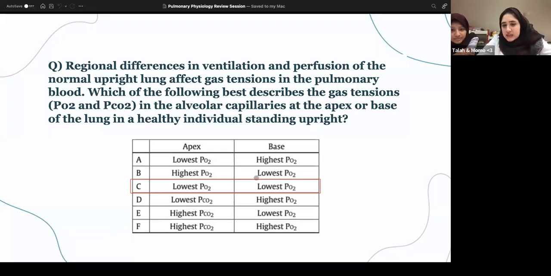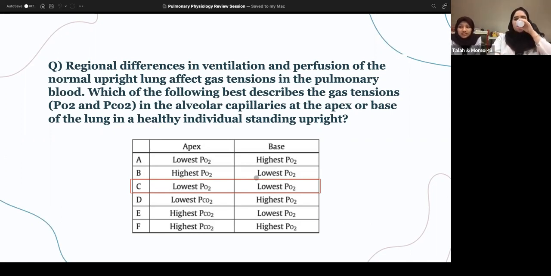Where is the highest? In the middle of the lung, I think. I think so, yeah. If you're talking about capillaries, yeah. It's probably where the balance is, where we don't have VQ mismatch, where the ventilation is equal to the perfusion. Yeah.